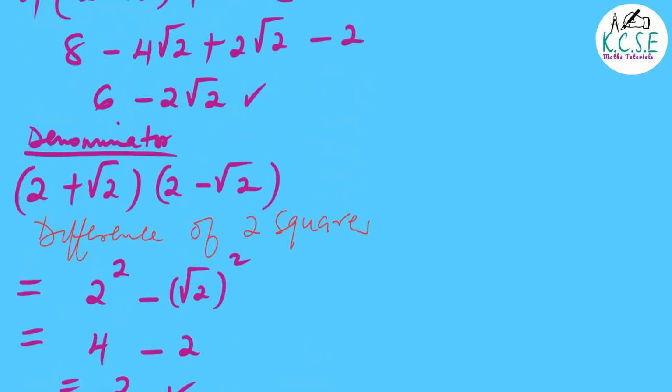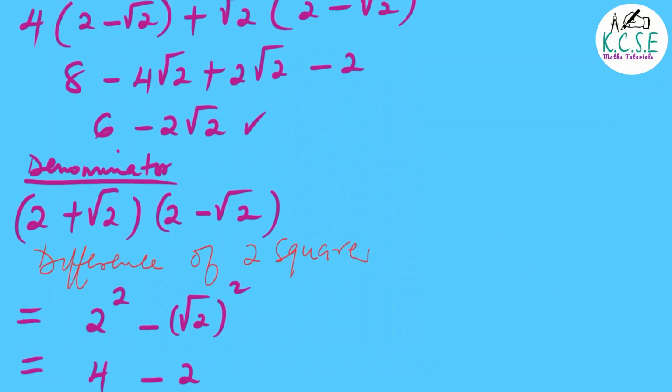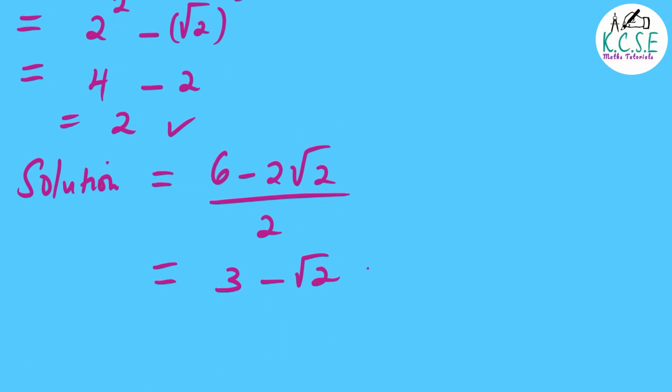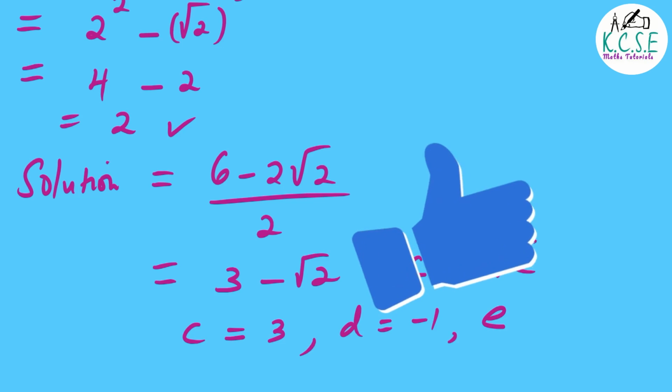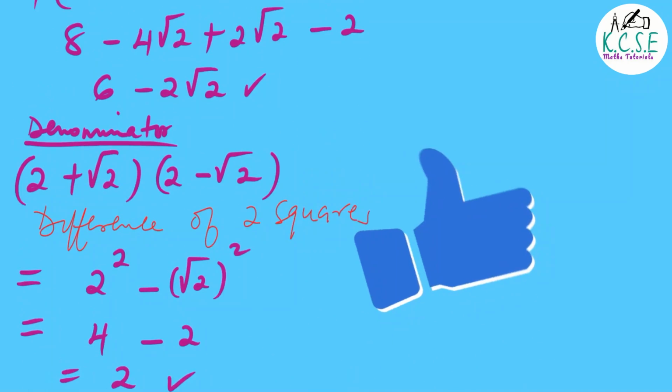Now we can compare with the format that you're given. The format you're given is C plus D root E. We can compare and get this is root E. So comparing these, C is given by 3, then D is given by negative 1, and E is given by 2. So that is how you're supposed to work out that question.